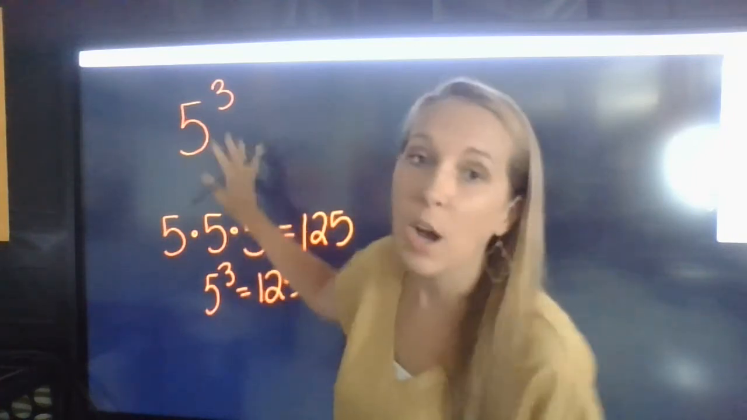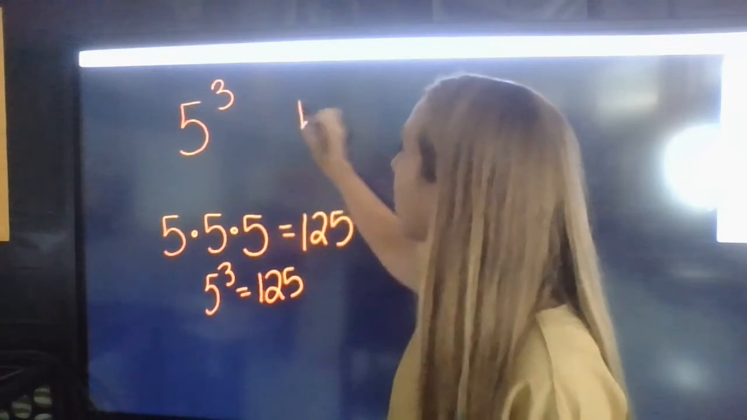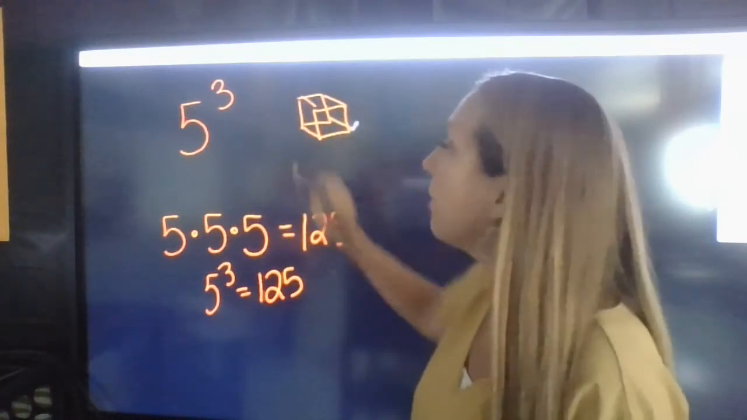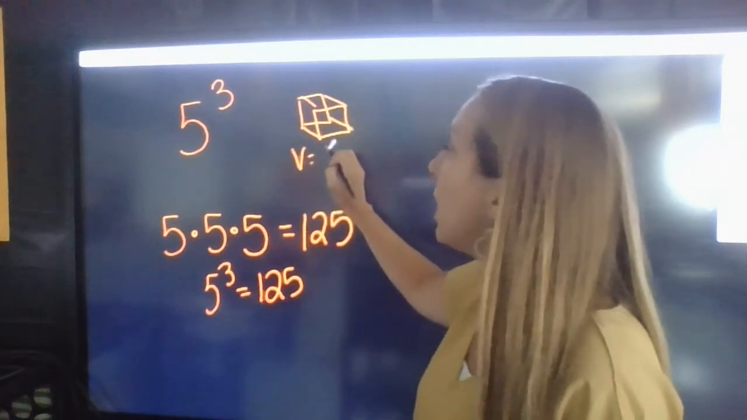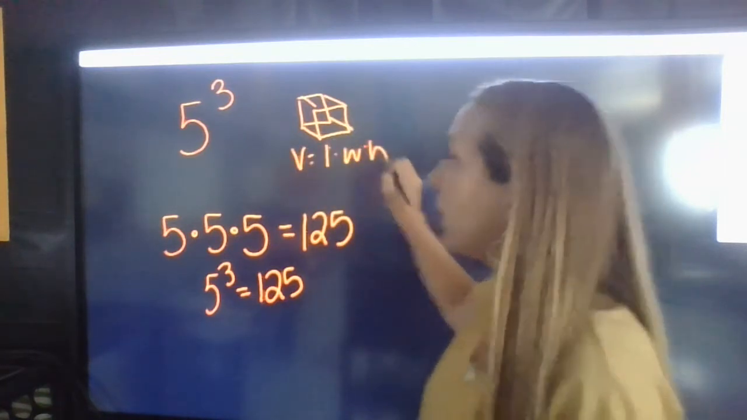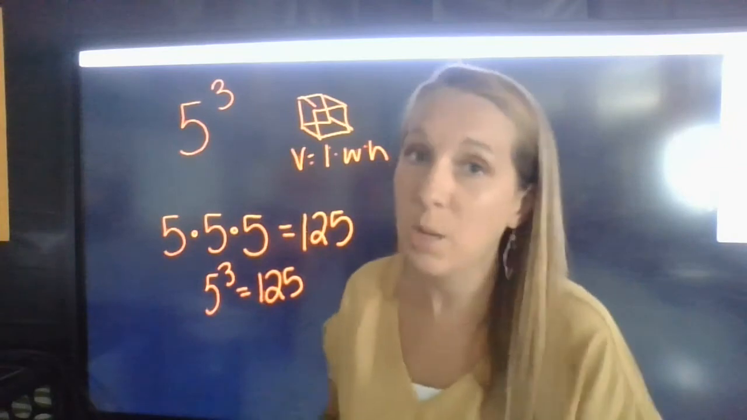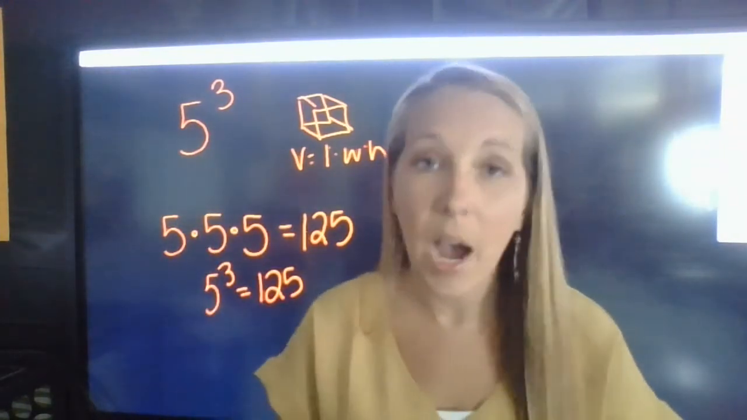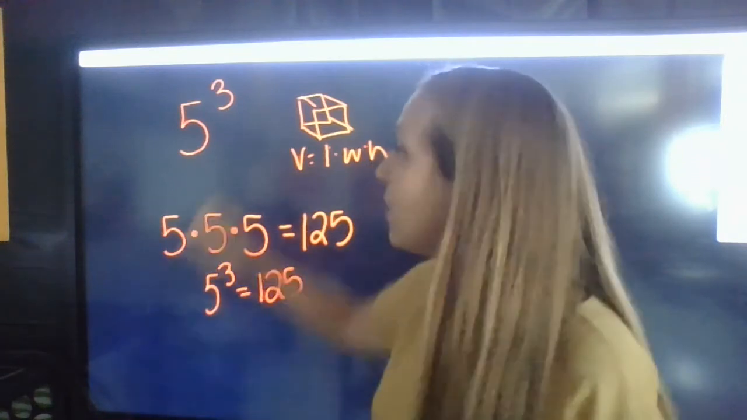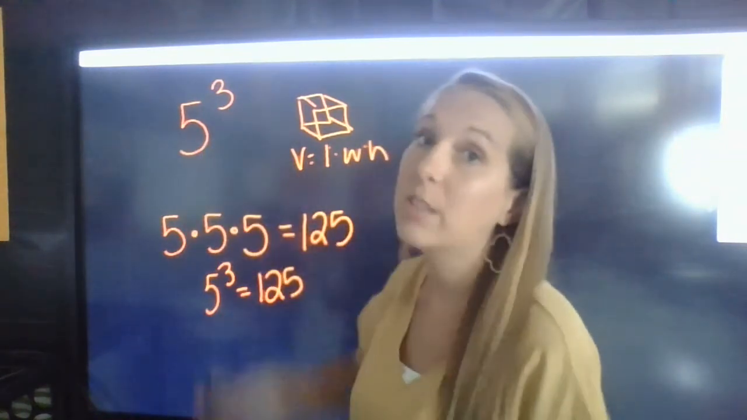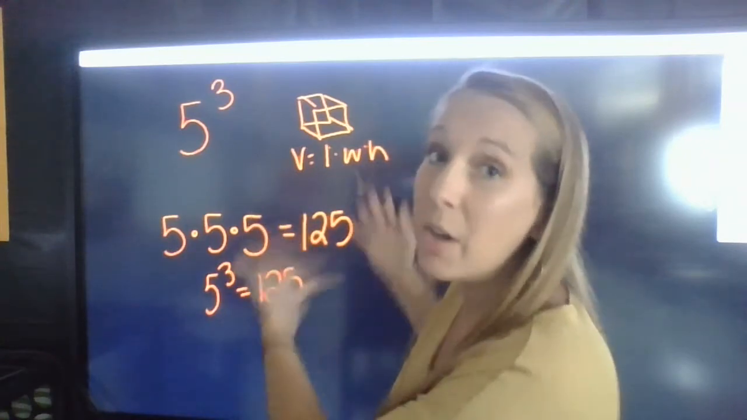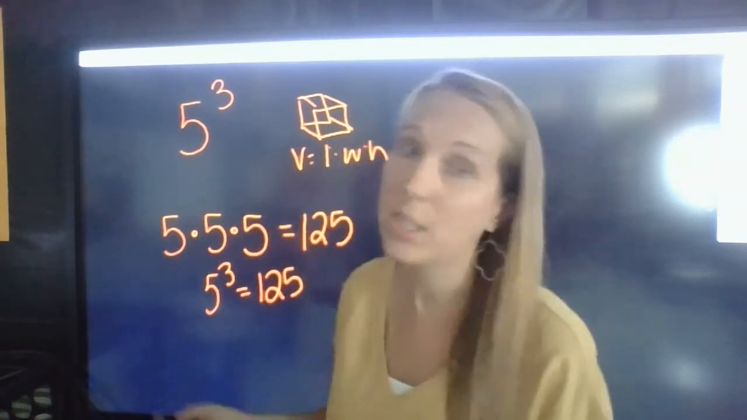We also can call this 5 cubed like we did earlier. In geometry, we have cubes, and when we are finding the volume of a cube, we would do length times width times height. If it's a cube, all sides are the same. So that means the length, the width, and the height would be 5. So that's why we can call this 5 cubed, because we are saying 5 times 5 times 5, or you could think about it as finding the volume of a cube, which would be 5 to each side.